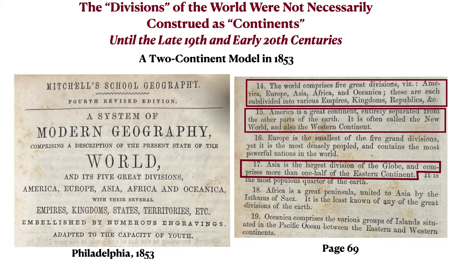And then a little bit below, Asia is the largest division and comprises more than 1/2 of the Eastern Continent. So you have an eastern continent, which is essentially Eurasia and Africa. So this is a definition of continents that are huge masses of land entirely surrounded by water. So it would separate the islands from the continents. So it's using the old definition of continent as continuous land in a quite literal sense. But that literal sense doesn't work with the Asia-Africa division. So he's calling them divisions of the world.